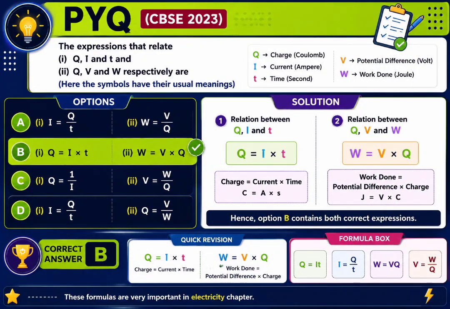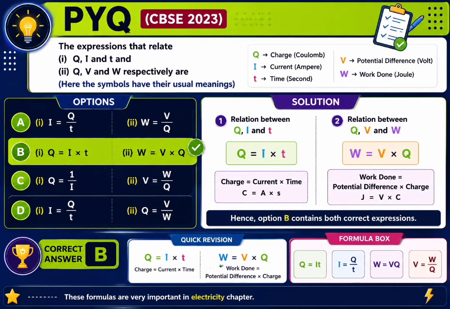A core conceptual question from CBSE 2023. The exam asked to find the correct mathematical expression that relates Q, I, T and Q, V, W simultaneously. Let's look at the solution blocks systematically. First, the standard relationship for electric current is I is equal to Q divided by time. By cross multiplying, we find Q is equal to I multiplied by T. Charge is equal to current into time.